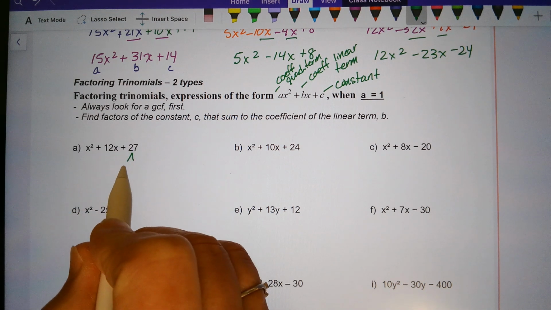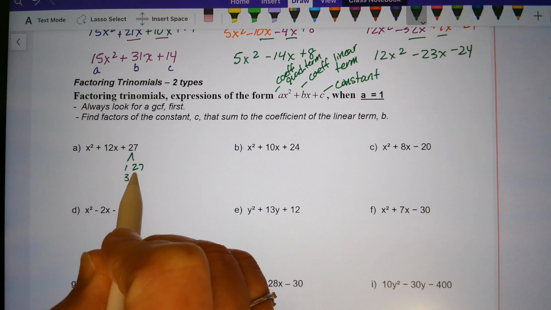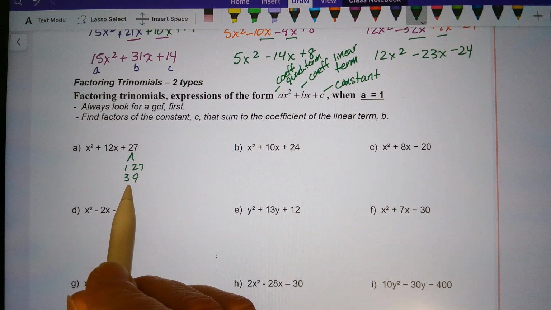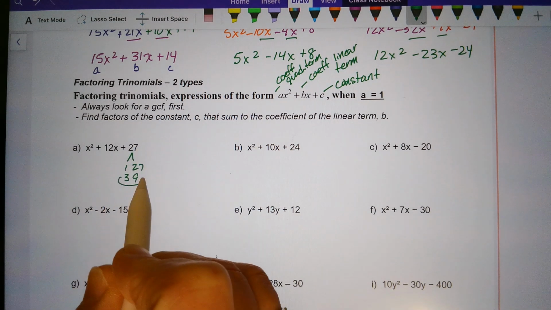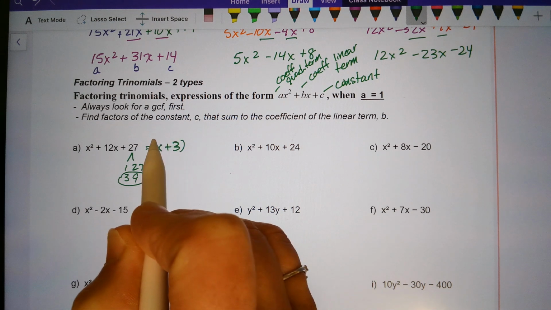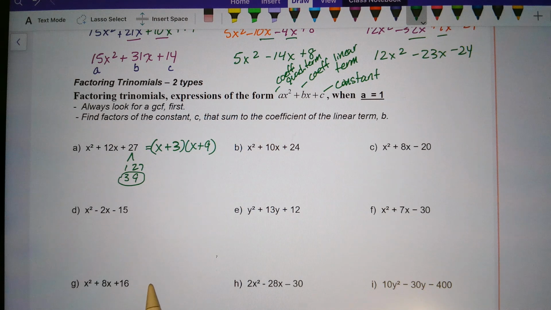Well, for 27, we've got 1 times 27 and 3 times 9. That's it. And which pair sums to 12 is the 3 and 9. So this simply factors into x plus 3 times x plus 9.